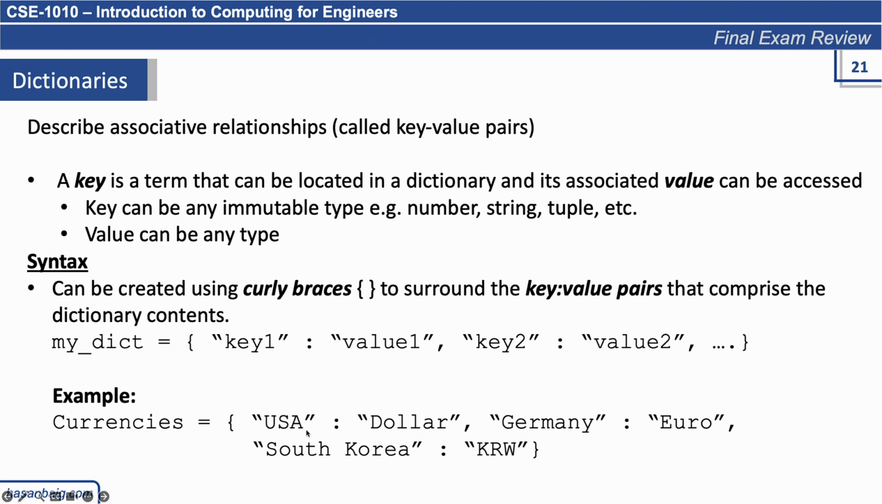So keys must always be unique. We cannot have two same keys in the dictionary. USA is a unique key. We cannot have another key with the name USA. But we can have the same value for different keys. So USA can have a dollar here. Similarly, I can also assign the same value dollar to South Korea. So keys are unique, but values are not.